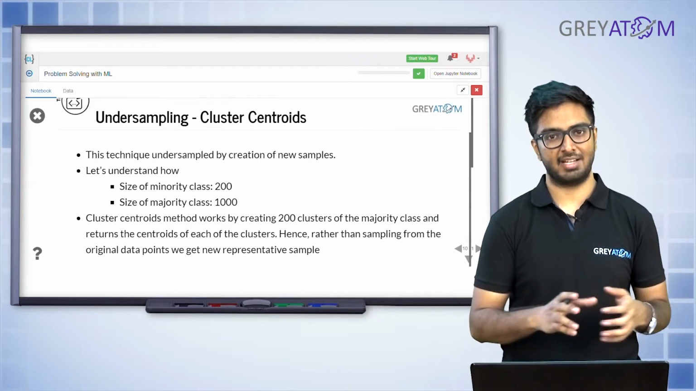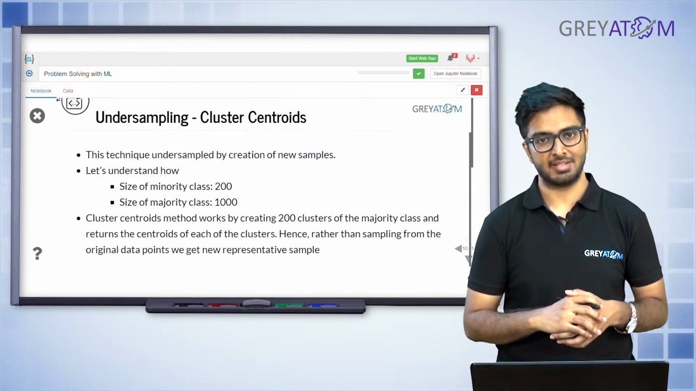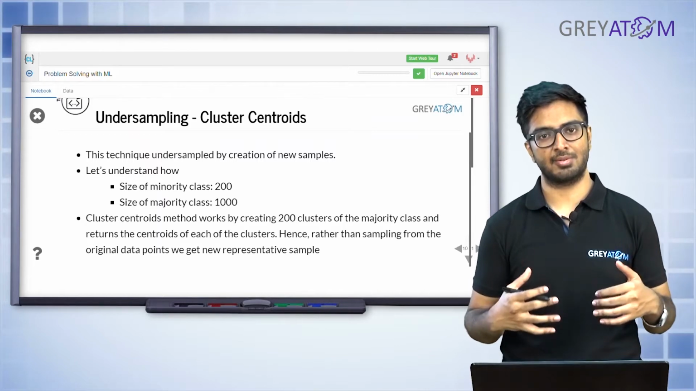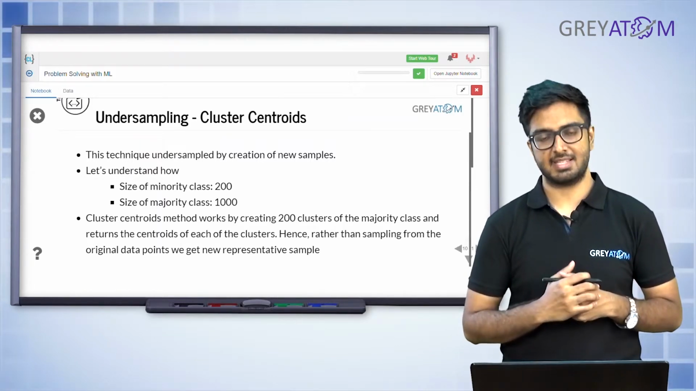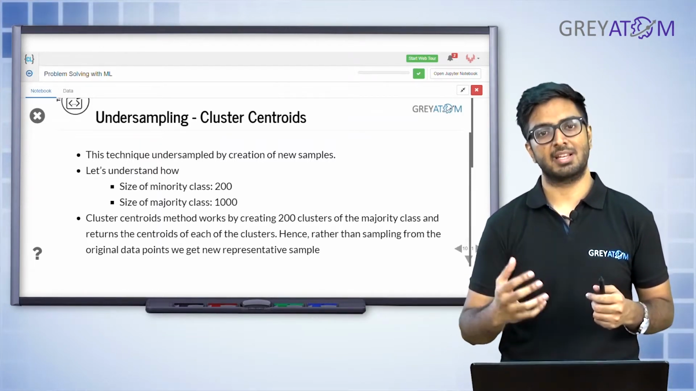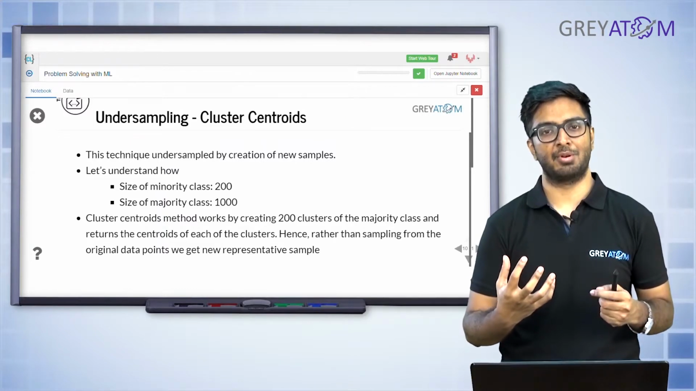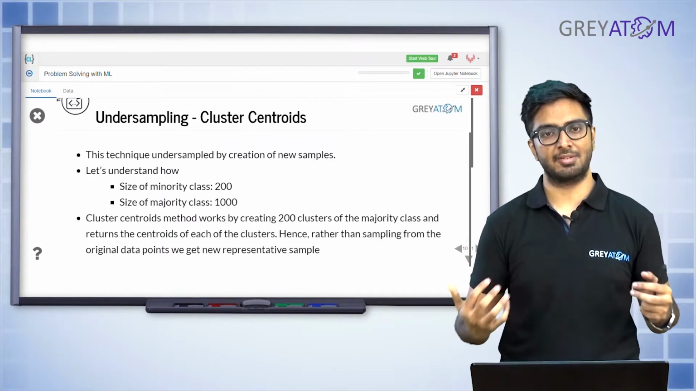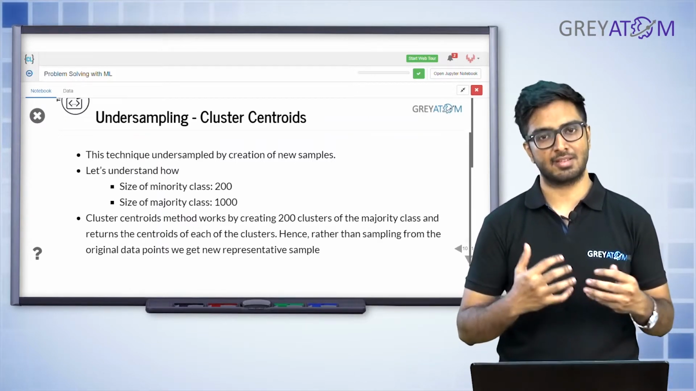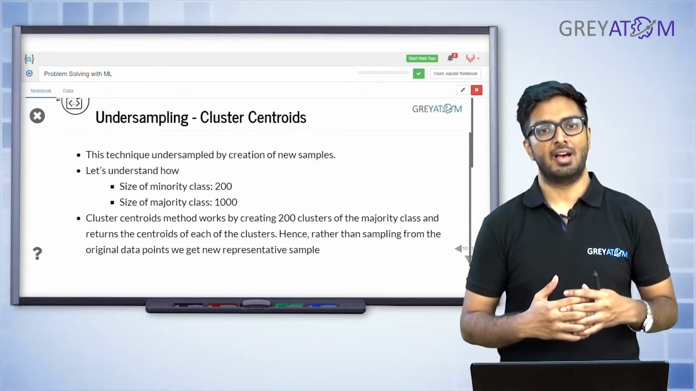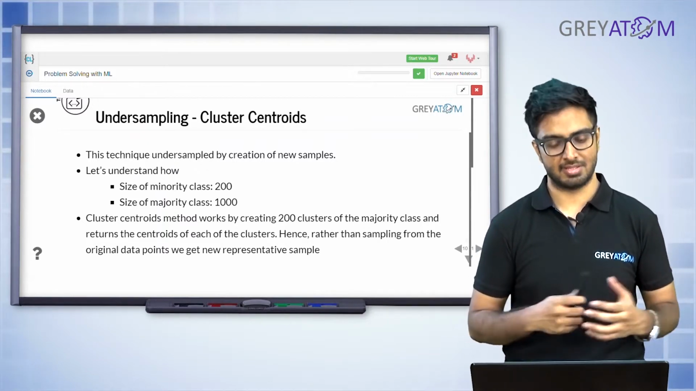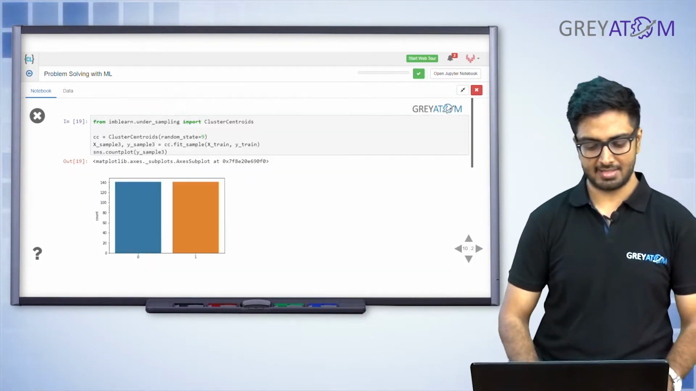This is slightly different from random undersampling, where you were just dropping off certain rows randomly. In this case, you take some rows, take a mean of those rows, and that is a new row in the data set. Obviously it's going to be a lower number of rows, but it's not going to be exactly the same rows as in the original data set. So that's about cluster centroids.